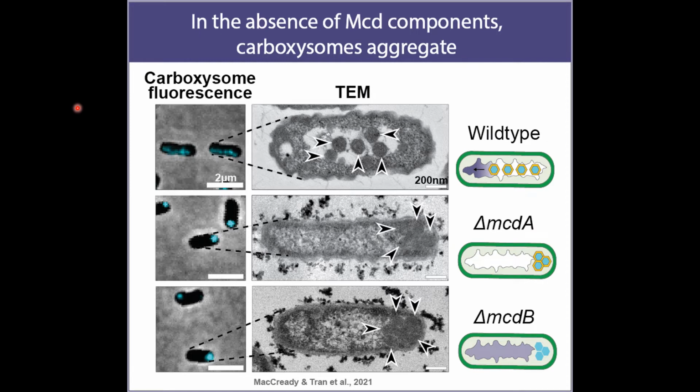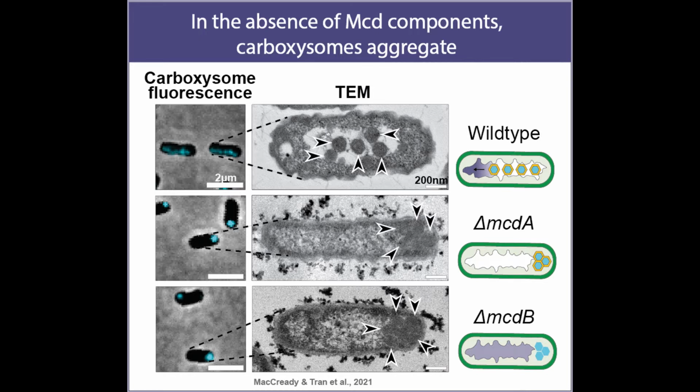So we wanted to know what happens in the absence of MCD components. Here we show that in the absence of these proteins, carboxysomes will no longer be dynamically positioned along the nucleoid. Instead, carboxysomes are excluded from the nucleoid and form aggregates at the cell poles. I want to be clear in saying that the carboxysomes here at the pole are not amorphous clumps of unstructured protein. They're fully assembled carboxysomes that have essentially snapped or stacked together.